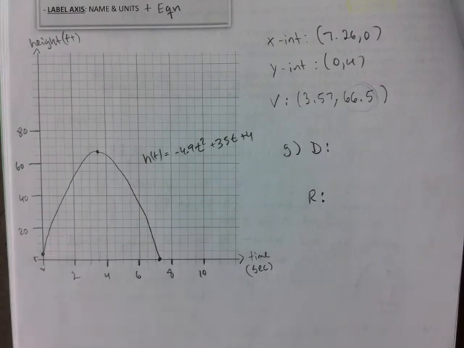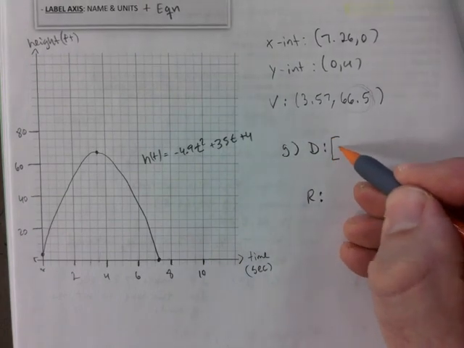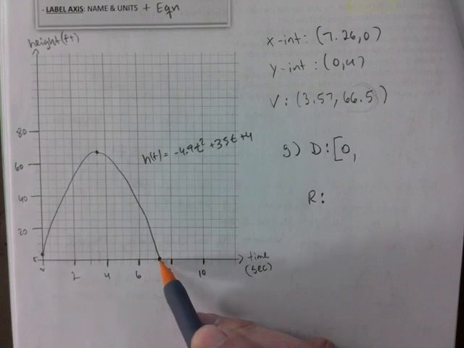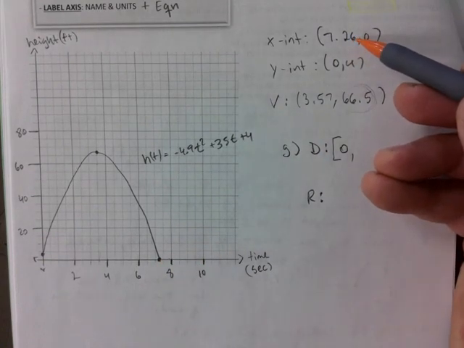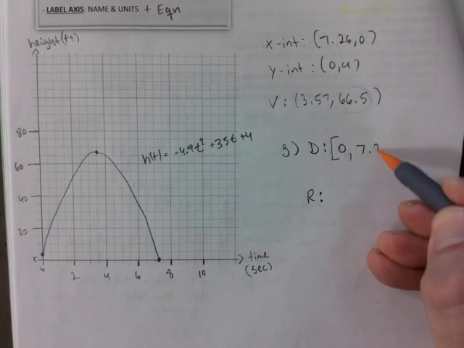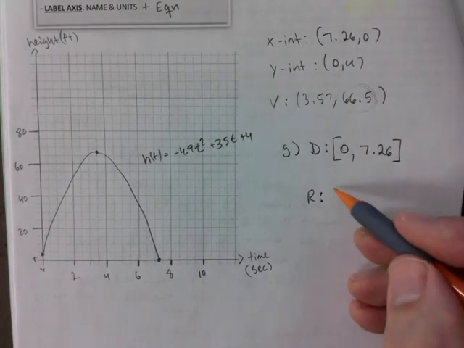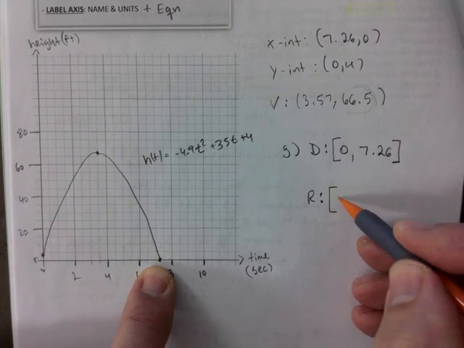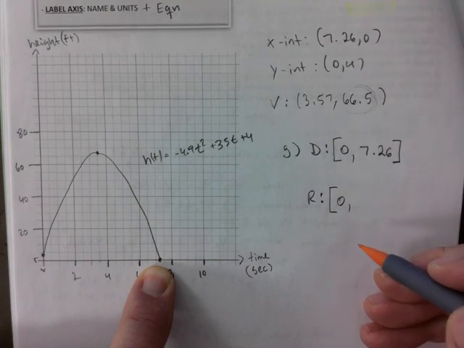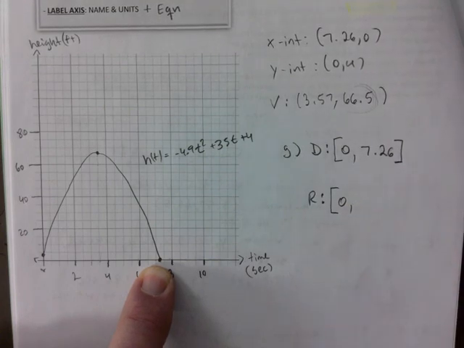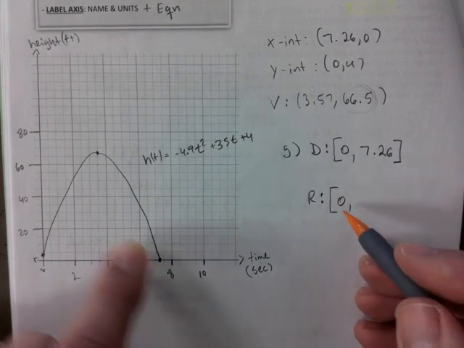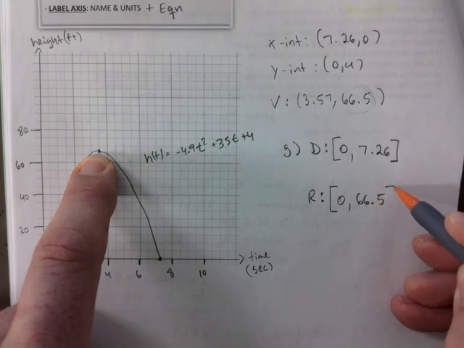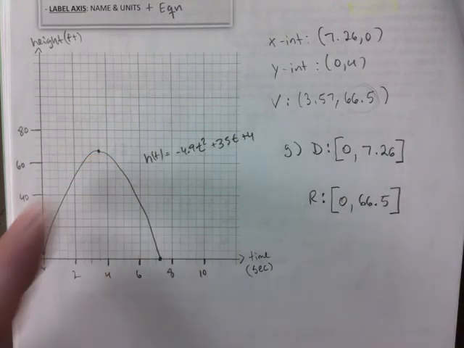What would be your domain here? Time starts at 0 and it stops, like the action stops when it hits the ground. So that's the 7.26, right? So that's where it ends. For my range, I go as low as 0 because I do hit the ground. This ball does hit the ground. Sometimes I will have examples where it lands on something and it just stays there. And the highest is 66.5. Boom, there's your domain and range.